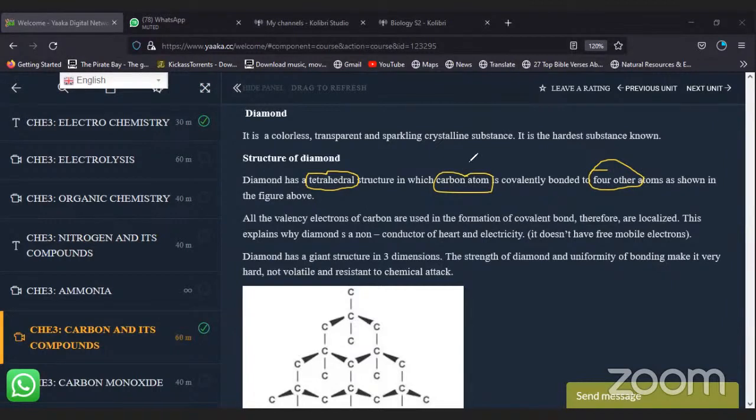Now, my question is, is there a free electron in diamond? Who can tell me? We saw that in graphite, each carbon atom was bonded to 3 other atoms and 1 was remaining. Here we are seeing each carbon atom is bonded to 4 other atoms, right? So is there a free electron in diamond? Yes or no?